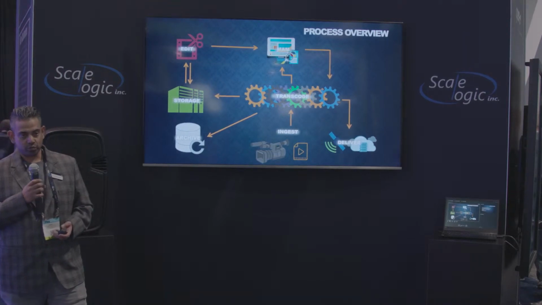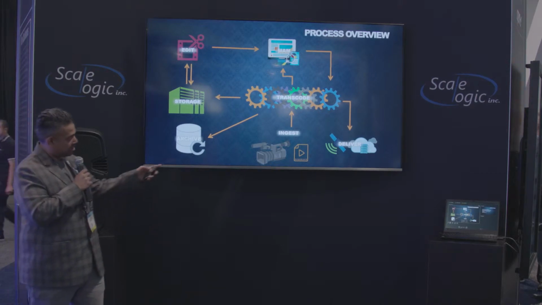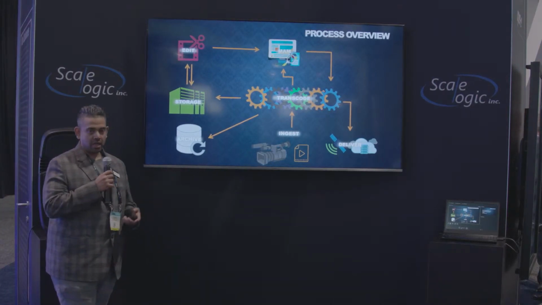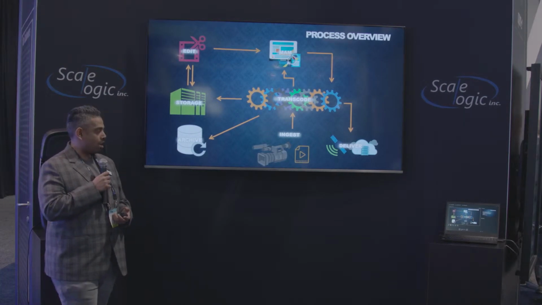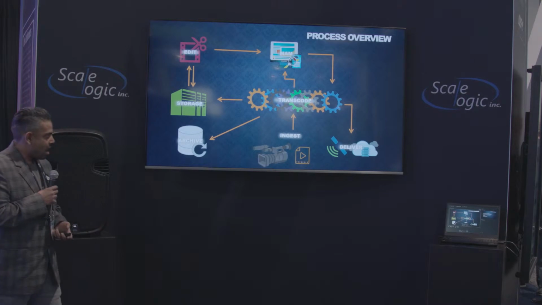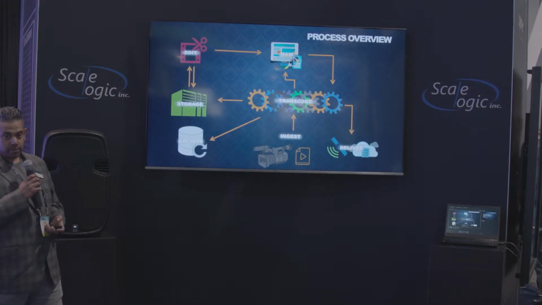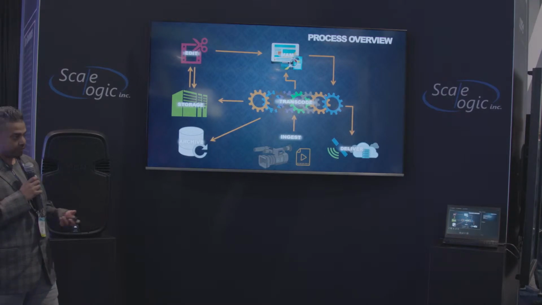Someone goes out and they shoot. That results in a bunch of media, and you can see there at the bottom that that media can either be in a file format or directly from a camera, or a bunch of hard drives, let's say, that have camera footage on it. And then usually, not always, but usually, you're going to want to take that stuff and put it in some sort of mezzanine format.